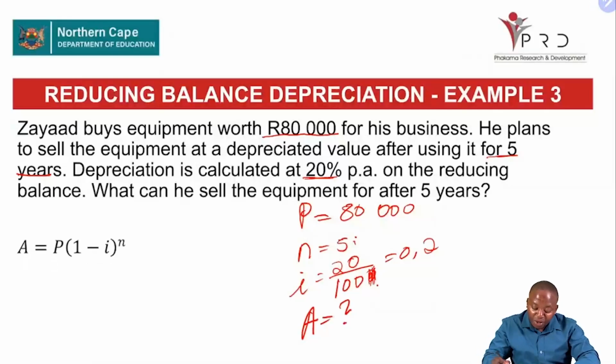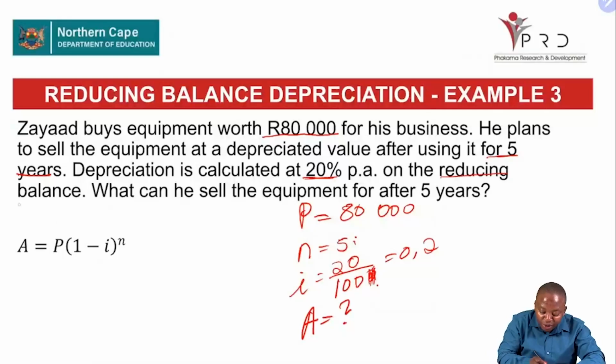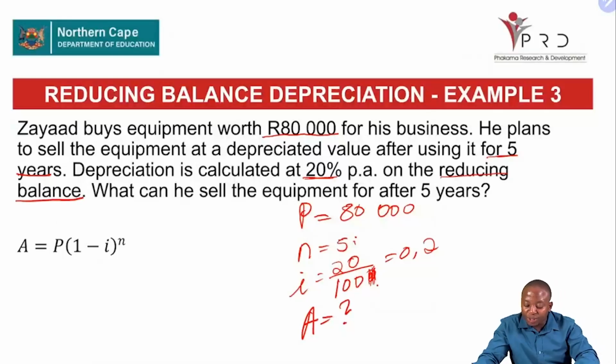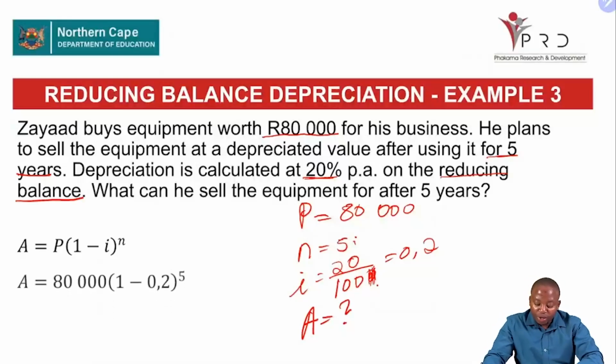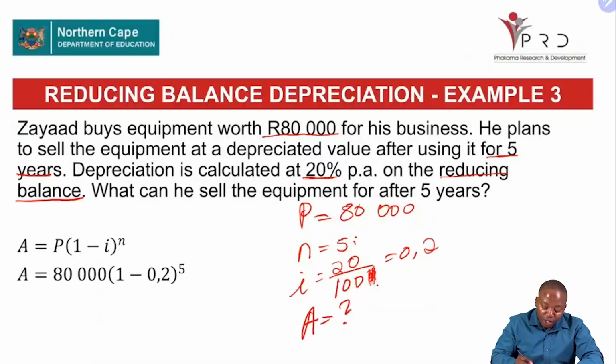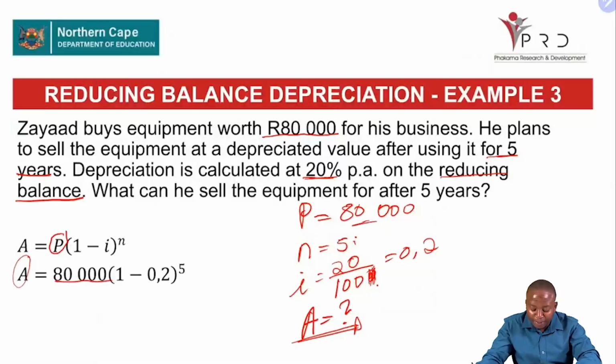Now we quote the formula. How do we know which formula to quote? It's always given in the clue using the reducing balance. The statement will tell us which method it is calculated on. So we quote that formula. Then we substitute the values. A will remain A because it is unknown. That is what I'm looking for. In the space of P, we put how much? 80,000. So it is 80,000 into (1 - 0.2), all raised to the power 5.